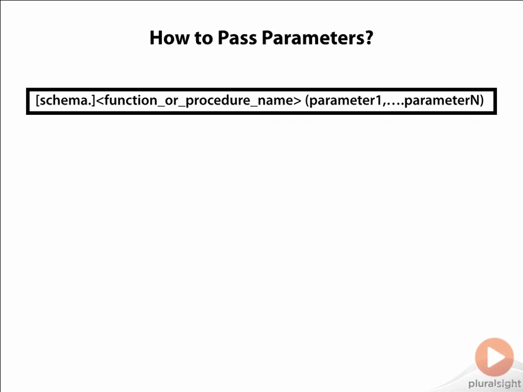Parameters can be passed to both procedures and functions. The general syntax for passing parameters is in the header section of the declaration of a procedure or a function. After the function or procedure name prefixed by the optional schema, you specify the parameters with a comma-separated list within parentheses.